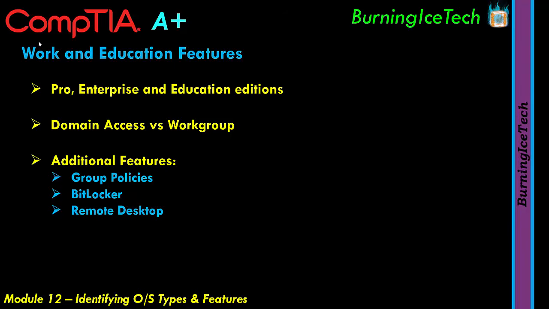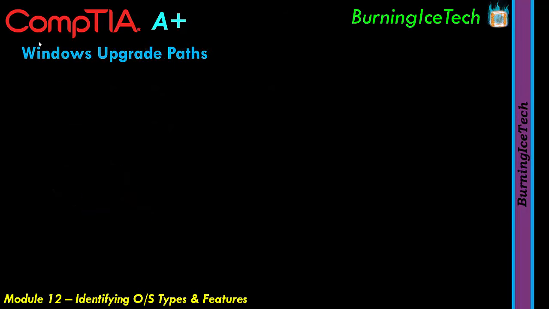All right, folks, on to the last topic in the last section for this module. That is Windows upgrade paths. So if you're running one version of Windows and you would like to upgrade to a newer and better version of Windows, what are the ways we can go about doing that? So the first one would be to go and do an in-place upgrade, and the second one would be to go and do an upgrade itself.